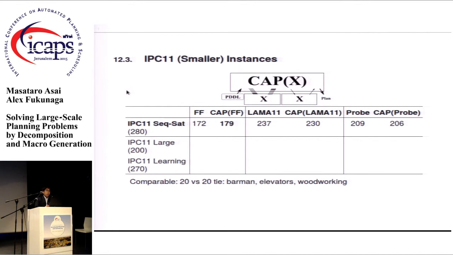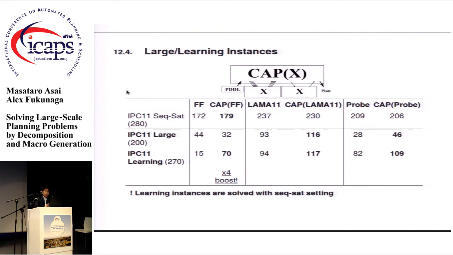This may be arrogant, but on the IPC11 smaller instances, in this setting, the results are comparable or maybe worse, because there were several 20 versus 20 ties, in particular in Barman, elevators and woodworking. However, in larger instances, we outperform the base-level planners. Note that the learning instances are solved with the satisficing setting with 30 minutes and 2 GB.